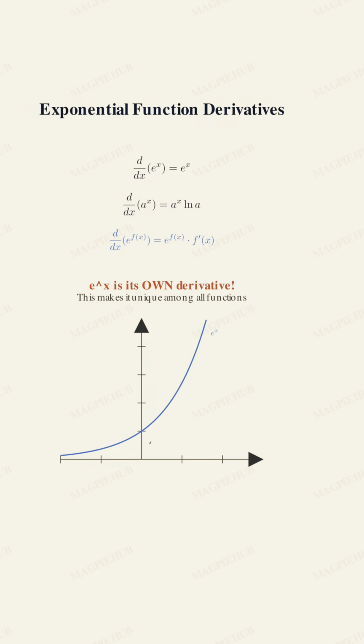With chain rule, derivative of e to the f of x is e to the f of x times f prime of x. On the graph, at any point on e to the x, the slope of the tangent equals the y value itself. At x equals 1, the value is e, and the slope is also e.